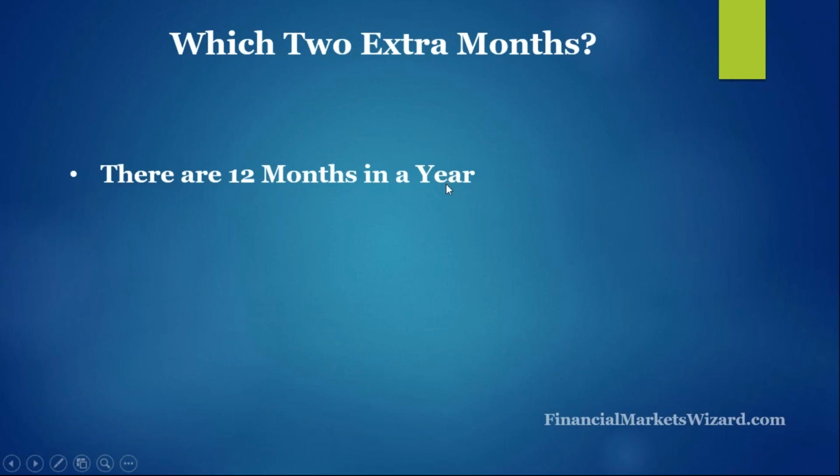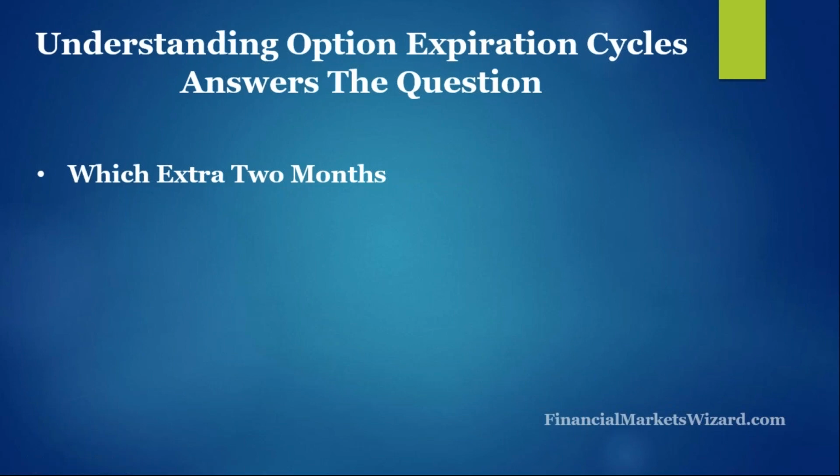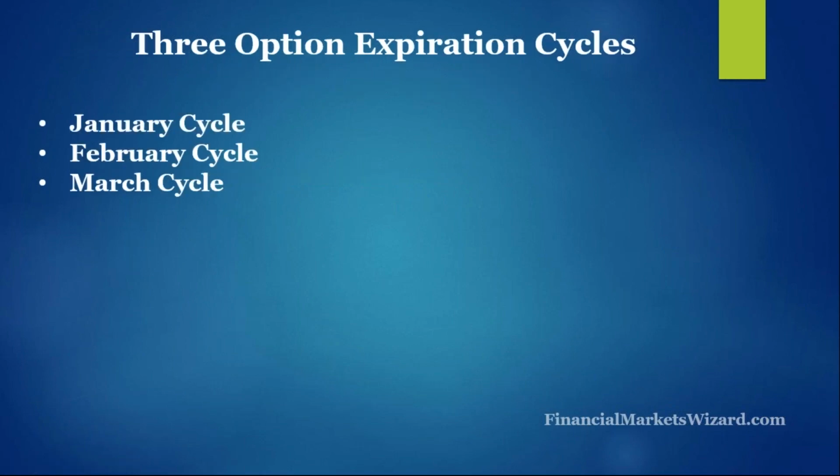The answer to the question lies in the option cycle. If we understand option expiration cycles, we will understand which 2 extra months are assigned to the option chain. There are 3 option expiration cycles. When stock started trading options, the Chicago Board Options Exchange decided, okay, we will have 3 cycles, and they named it January cycle, February cycle, and March cycle.